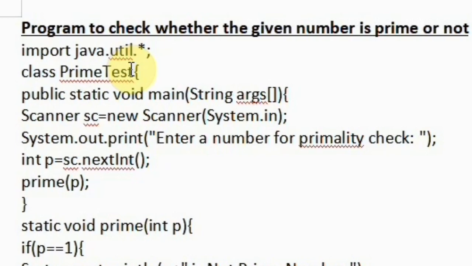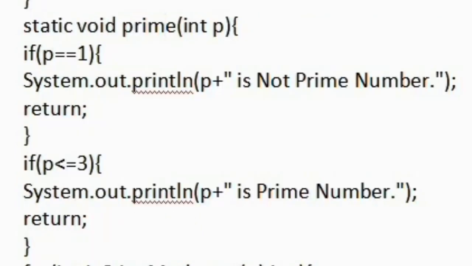Then prime(p) is the method call. You're calling a method called prime. When you call the method prime, you go to the method definition, which is defined as static void prime. Here p is the number that you entered, which you passed to that prime method. I have already told you that number 1 is considered not a prime number universally, so we're checking for that condition.